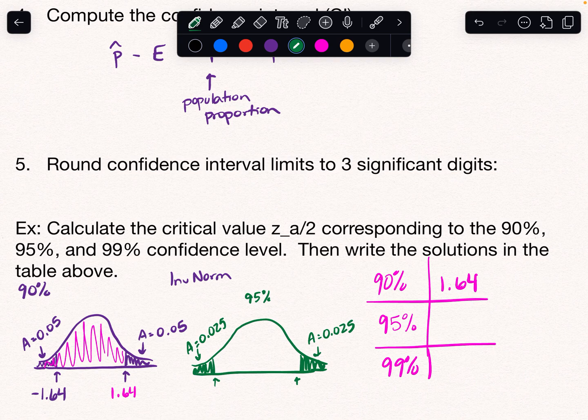I got negative 1.96, and I believe this one would be 1.96. We always want to work with the positive z-score. Okay, you could do the next one by yourself, but I'm just going to write down the next one. 99% confidence level, I get a critical value of 2.58. Okay, so we're going to use these to actually construct a population parameter confidence interval.